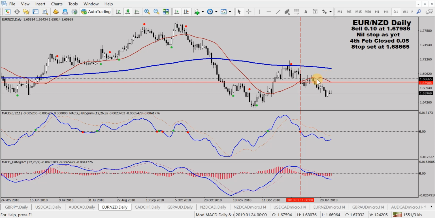Euro New Zealand in a sell from here, went against me, went down nicely. You can see the fast MACD here is still well below the 0 level, which is good. Standard MACD is heading down, so it all looks pretty good still. You can read my notes. I've already closed half, put a stop in, so I can't really lose on that.